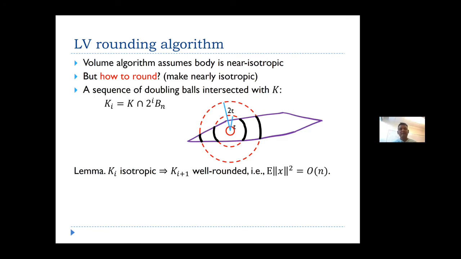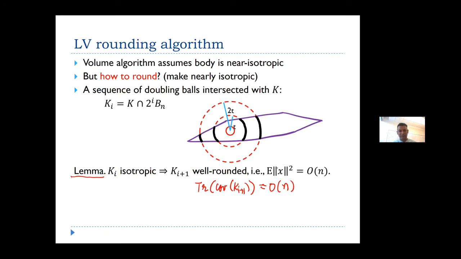Why is it that you can sample from the next body when you jump so much? And this is an important lemma. This is in the paper with Lovász. It is that if the current body Ki is isotropic, then Ki plus one, which is obtained by taking K intersect a ball of twice the radius, is well-rounded, meaning the trace of the covariance of Ki plus one is order n. That's what we mean by well-rounded.